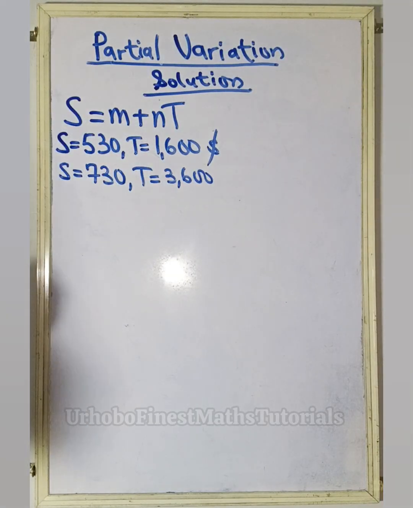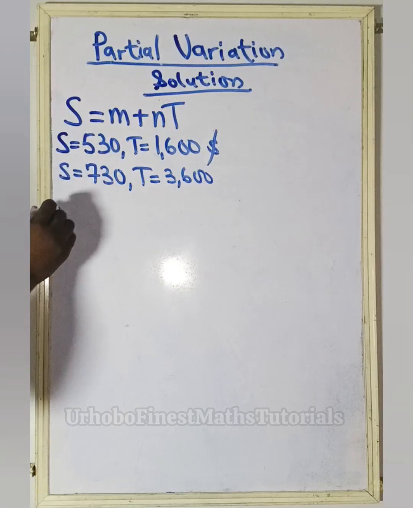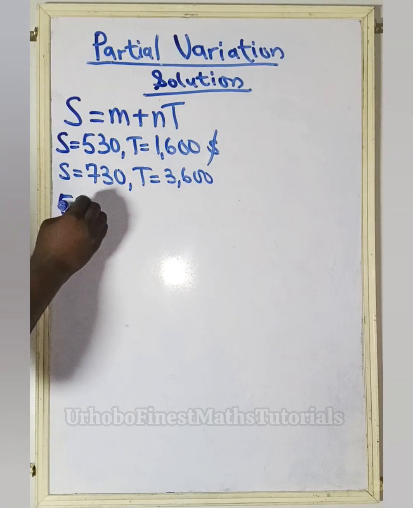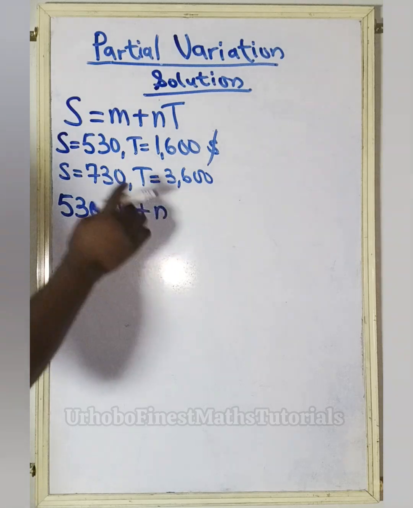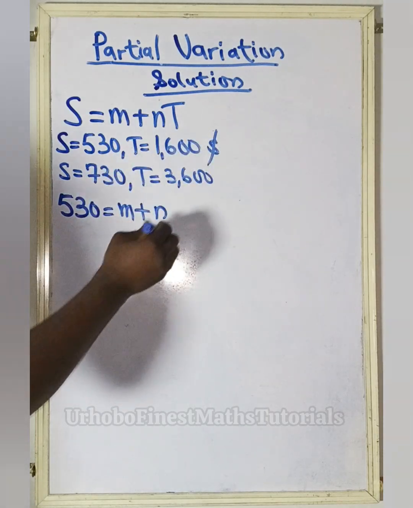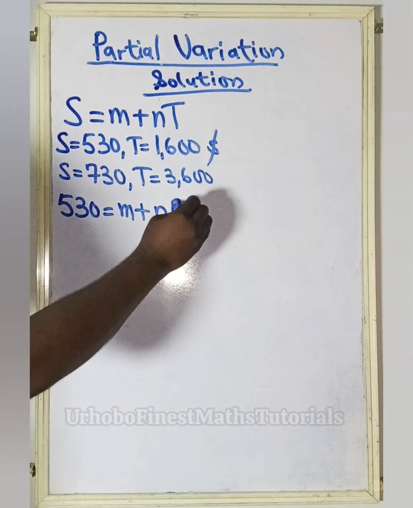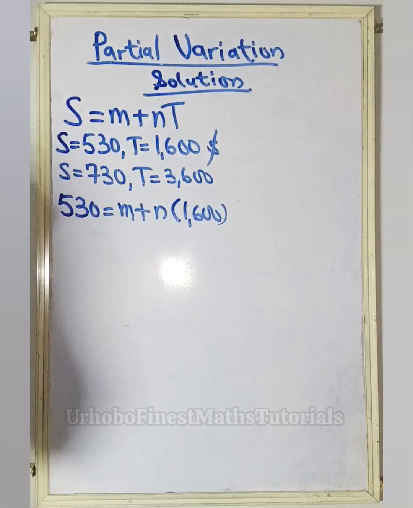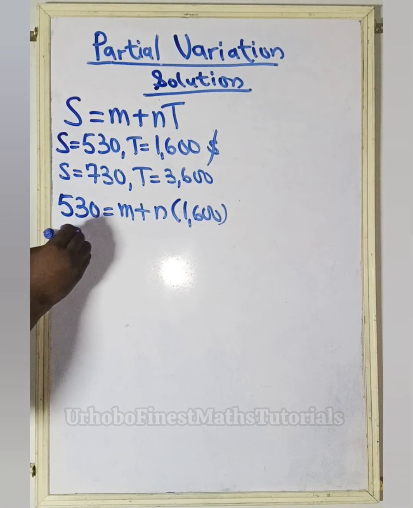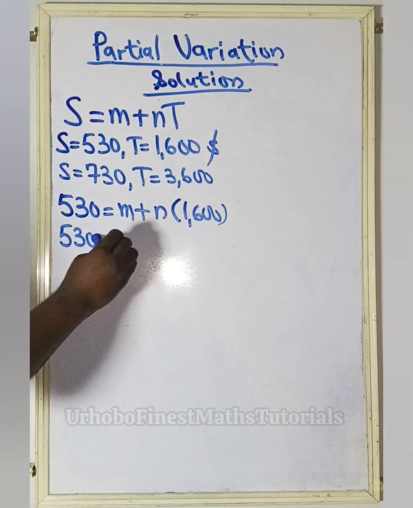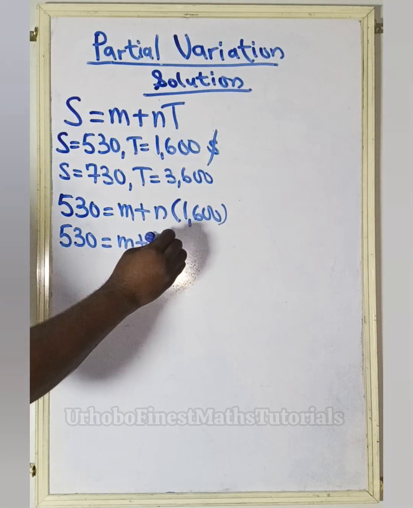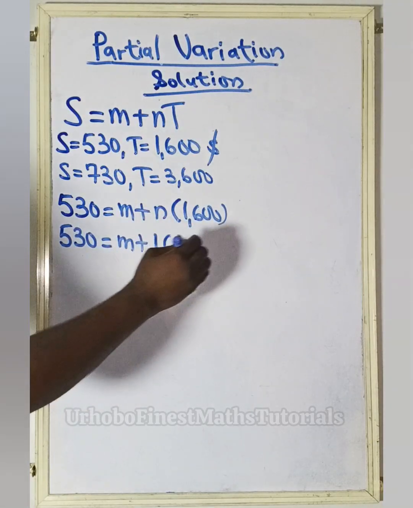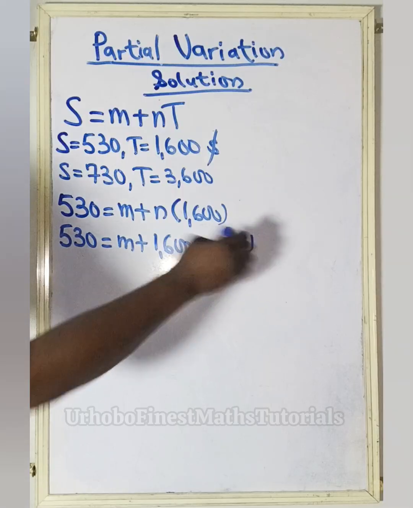So we're going to start with the first one. Whenever you see x, you're going to put 530 there: 530 equals m plus n. Whenever you see t, that will be 1600, so put it in bracket. So we say 530 equals m plus 1600 n. We can call this equation 1.